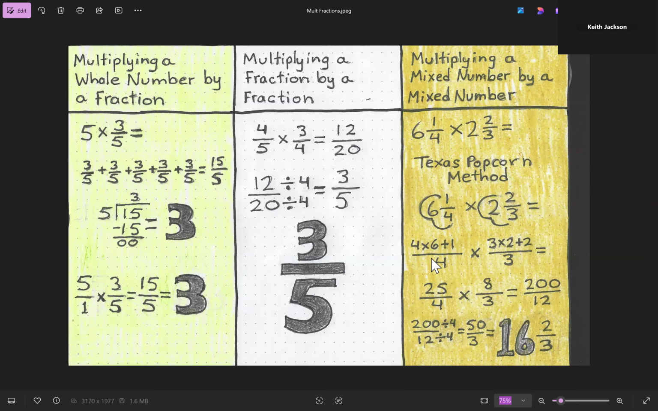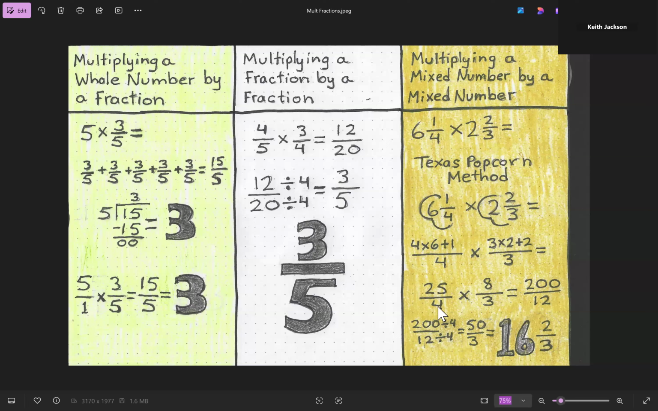And so in this case, we have our 4, and that remains as the denominator, but we're going to multiply that denominator by the whole number, which is 6. And then we're going to add the numerator, which is 1. And we're going to do the same thing with 2 2/3. We're going to keep the denominator down here, but we're going to use that denominator and multiply it by the whole number 2, and then add it to the numerator 2, as you can see right there. And so when we do that on this side, we will get 25 over 4 times 8 over 3.